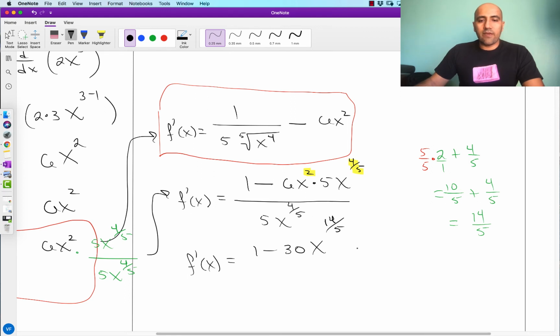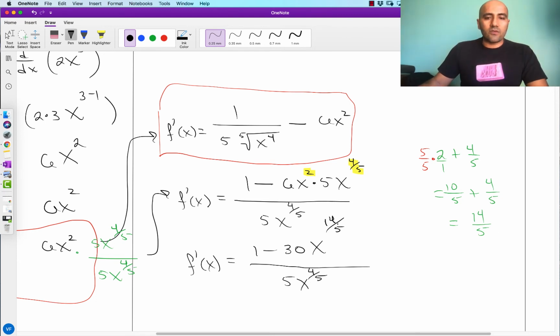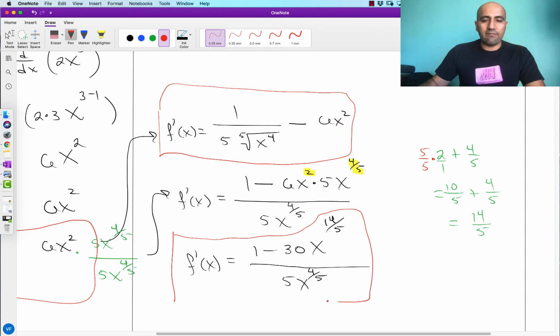14 fifths all over 5x to the 4 fifths power. Okay, so this is just algebra, right? A messy algebra problem at this point. So the calculus part of it ended a little while ago when we finished our derivative. We just had to find a way to simplify it.